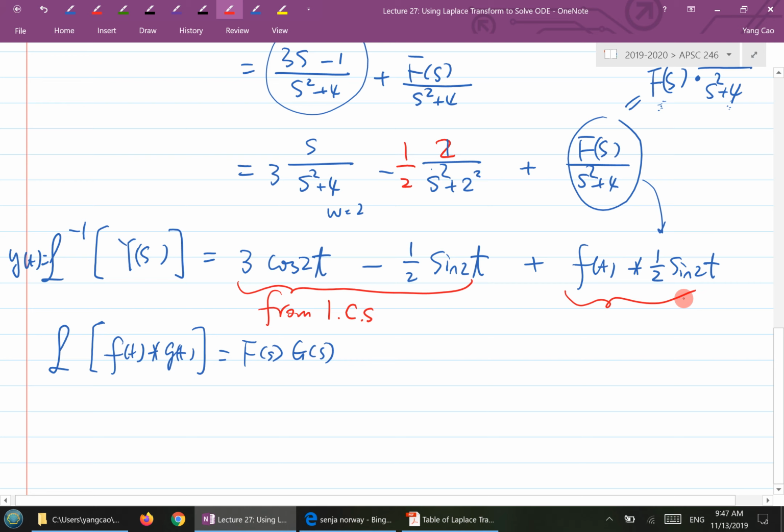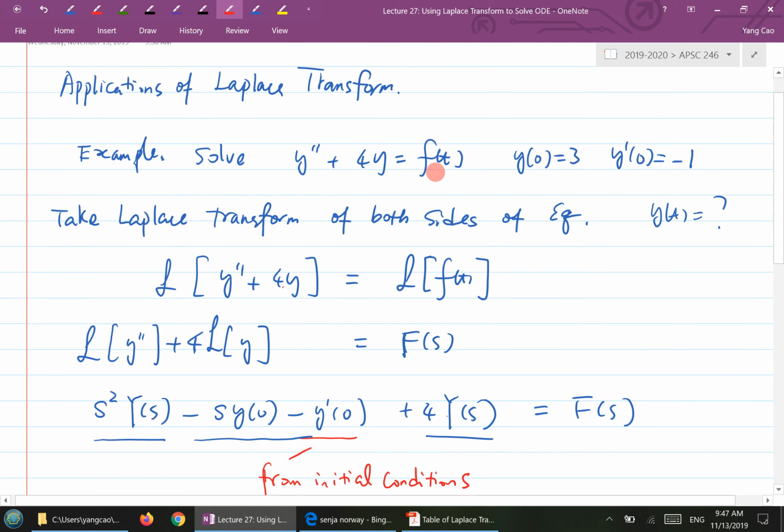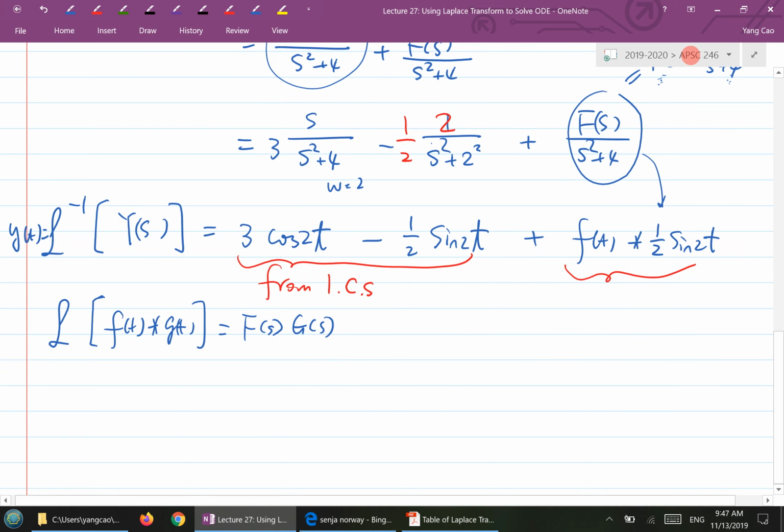And these two, they're not coming from initial condition. Where are these two from? This is f of t. F of t is the system input. So they're not from initial conditions. They're from the forcing term, from the input, the actual forcing input into the system.